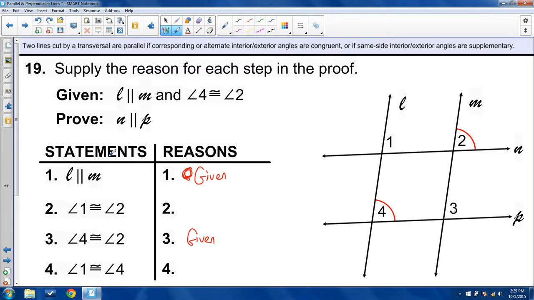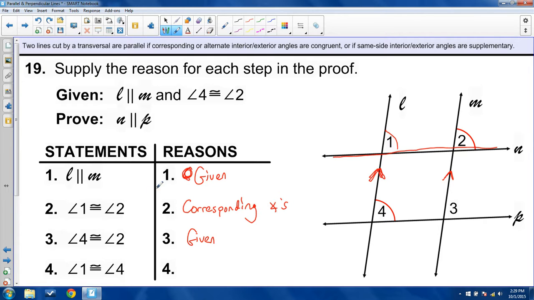So, we're given that L is parallel to M. If that's the case, then we can take a look at some sets of transversals here, such as if these are the two lines, then here's a transversal going through those two parallel lines. That would make angles 1 and 2 congruent to each other. Why? Because they're corresponding angles, and corresponding angles are congruent when lines are parallel. So I'm just going to put corresponding angles.